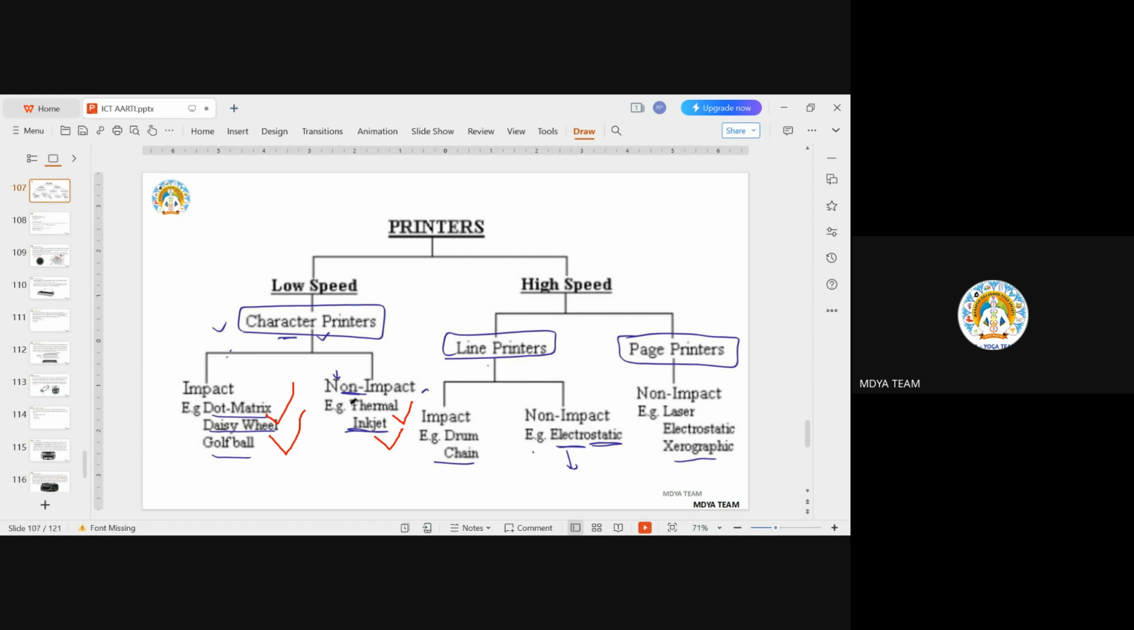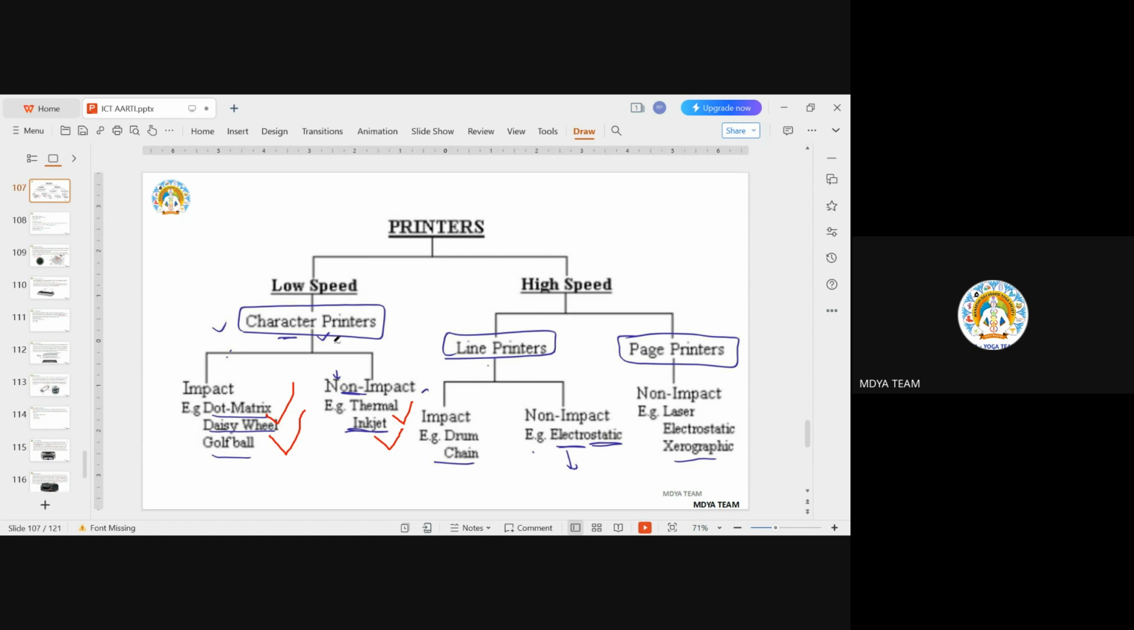You have to remember how to differentiate non-impact and impact, and also know which are the character printers, the line printers, and the page printers. These things are somewhat confusing, so that's why I give this picture image. It will help you find the difference. It is differentiated according to speed. Low speed means character printers. High speed means it can be line printers or page printers.